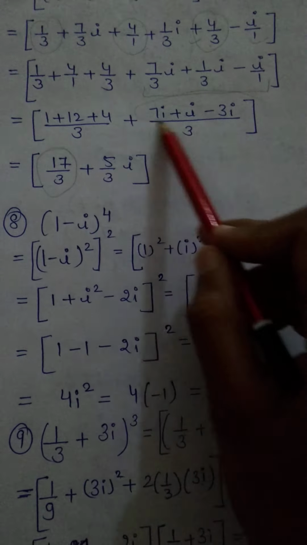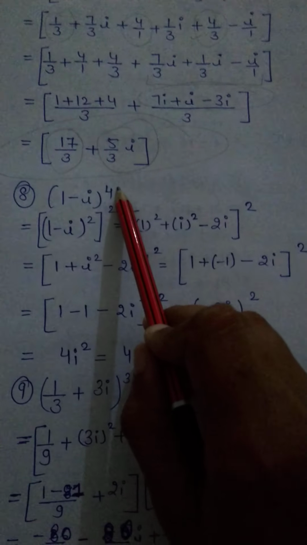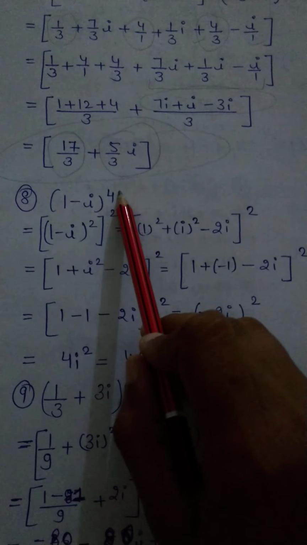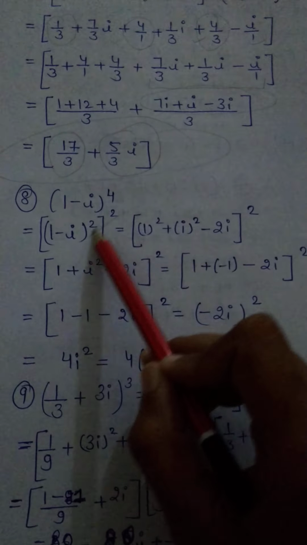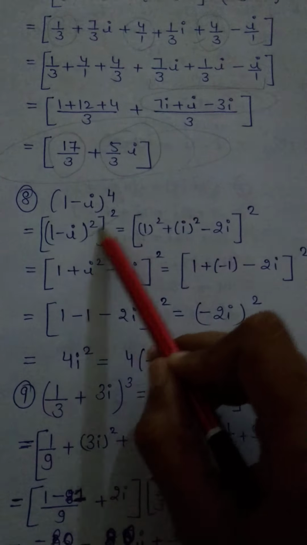Is it clear? Now the next question is 1 minus iota whole to the power 4. In this, first of all I have made it into multiplicative powers, that is 1 minus iota power 2 to the power 2. As you all know, when we have a power in this form, I will get 2 times 2 as 4, and I will again get this 4. So I have written it as a step.